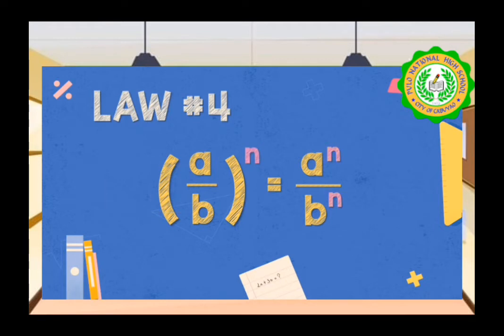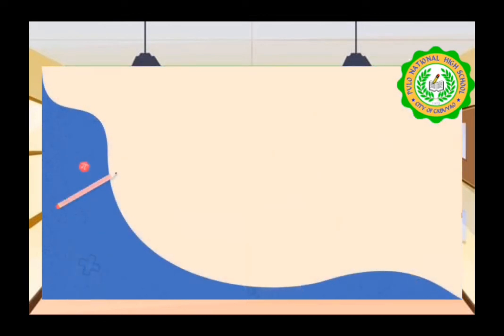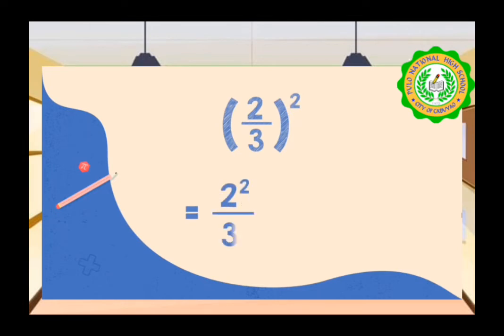So for this example, 2/3 raised to the power of 2 will become 2 raised to the power of 2 divided by 3 raised to the power of 2. Therefore, the answer is 4/9. Another example.